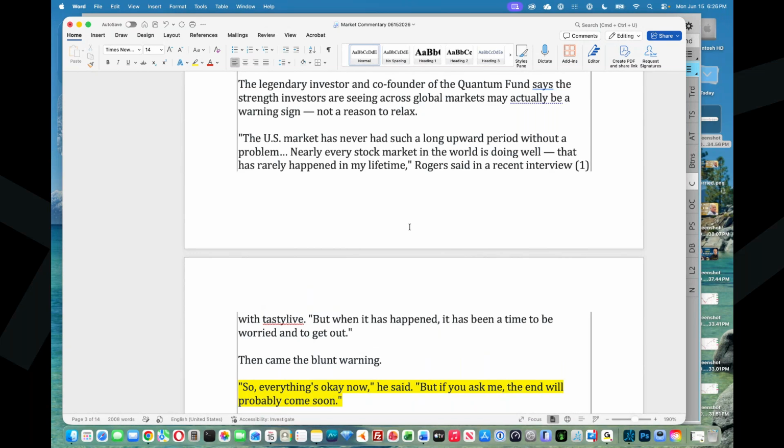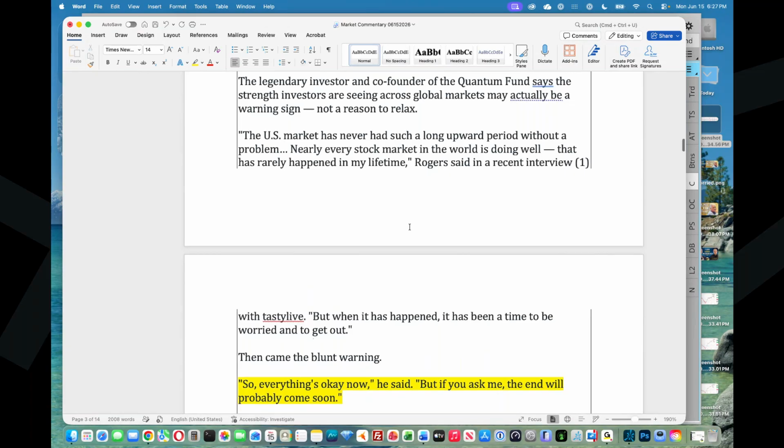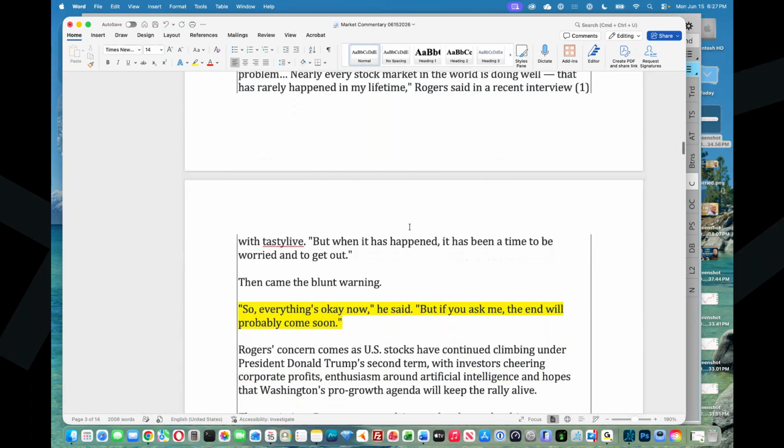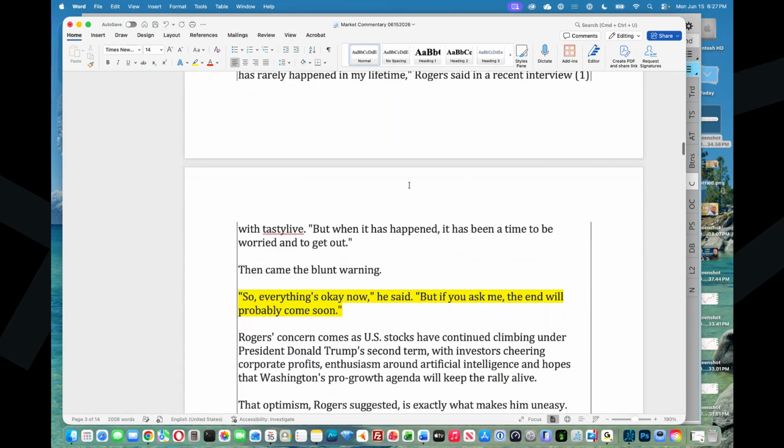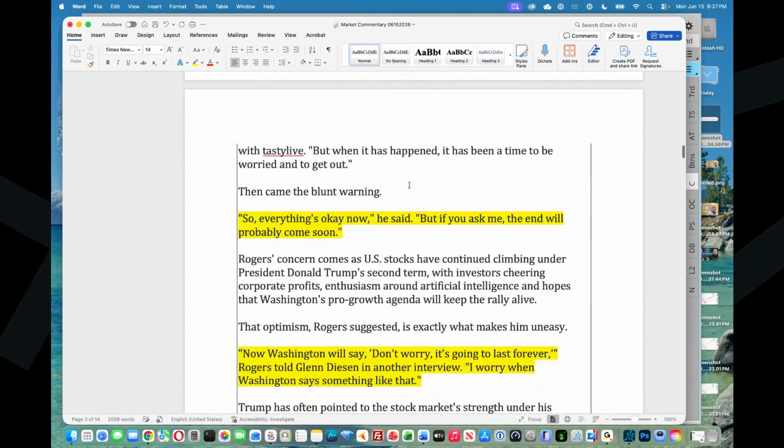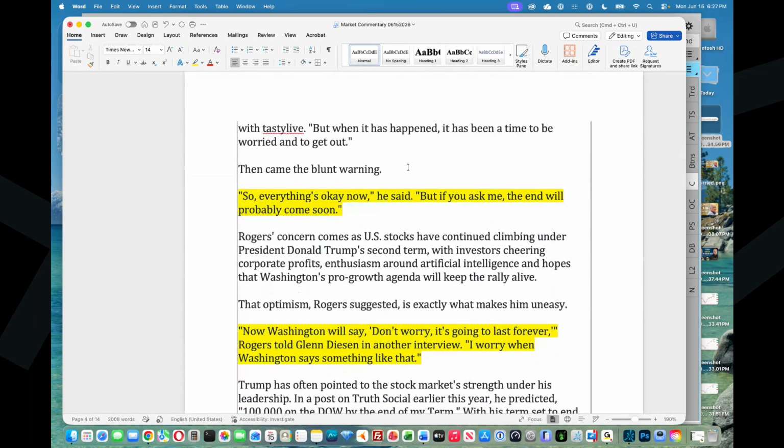He's widely known as a contrarian, right? So if the market is getting high and it's really bullish and everybody's talking about bullish things, that makes him worried and he wants to be a contrarian. So he'll be taking positions or getting out of positions when things are getting too hot. So his warning right now is that everything's okay now, but if you ask me, the end is probably coming soon.